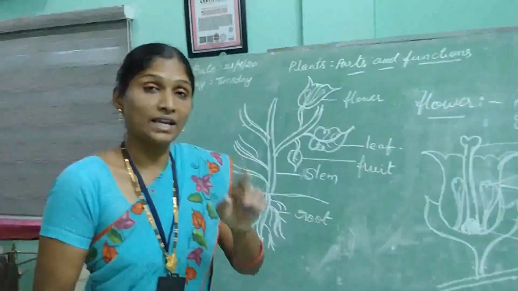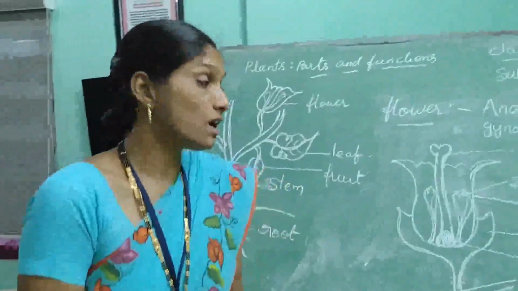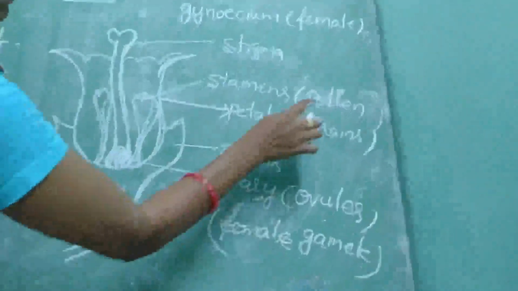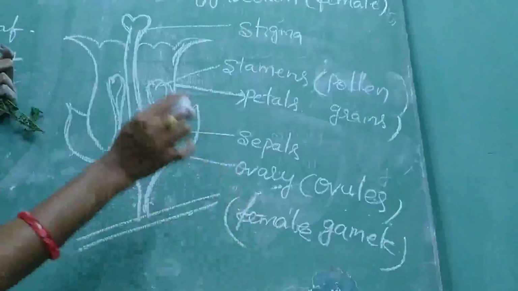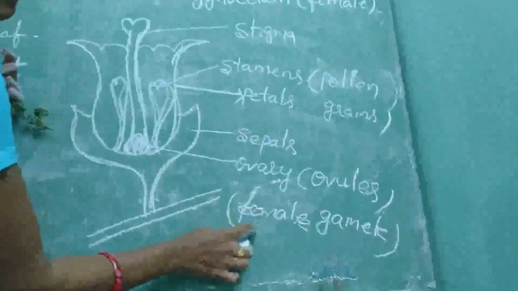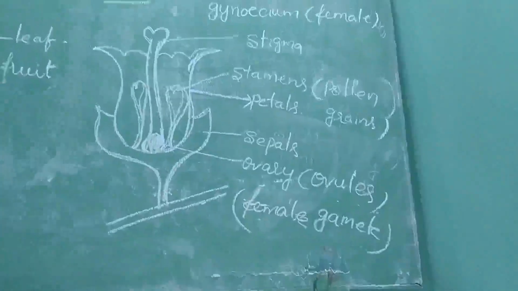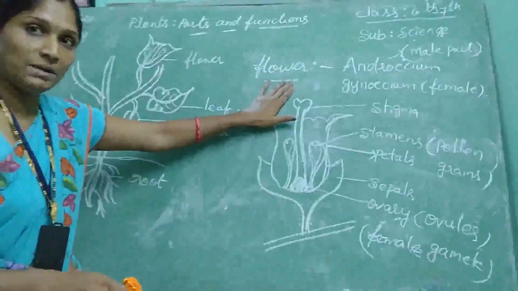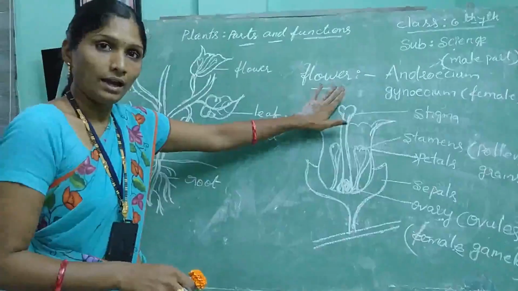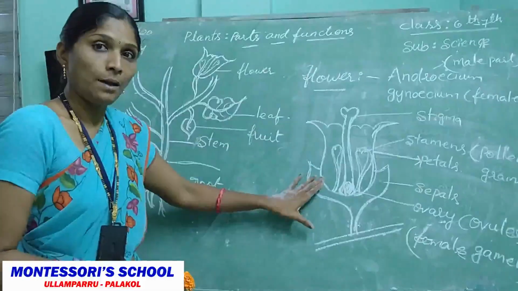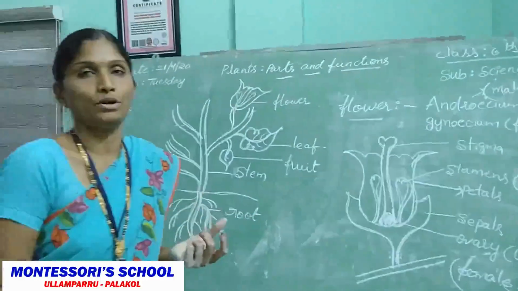And the second important word is reproduction. What is the meaning of reproduction? The fusion of male and female gamete is known as reproduction. These are the uses of a flower. A flower is a very important part in the plant. It is used in reproduction and it also helps in the production of seeds.